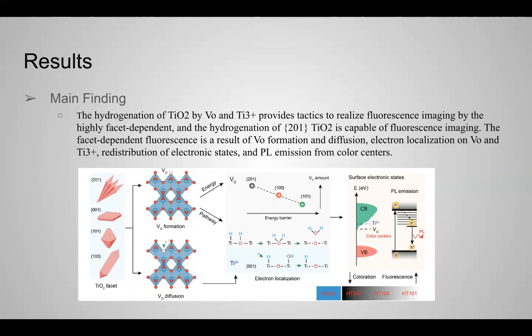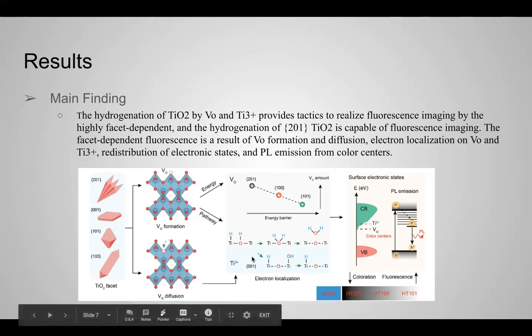Not all hydrogenations, as you saw, there were multiple ones like 001, 100, were as capable of reflecting that good image as this one was. And that is the result of VO formation and diffusion, electron localization on the VO and titanium 3 plus, the redistribution of the electronic states, and the PL emissions from the color centers. And this is just a general image of what they really found.